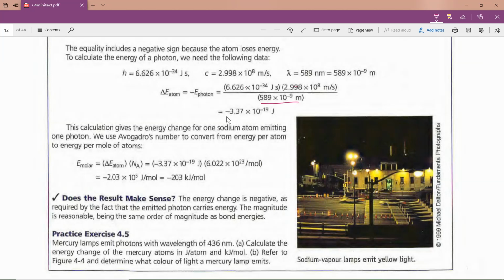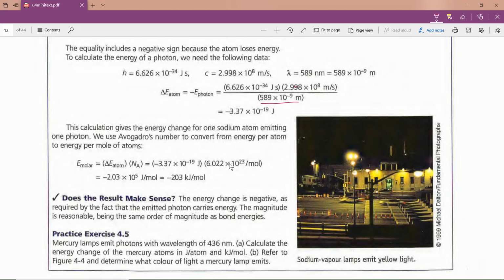So the atom has gotten more stable by spitting out photons, and those photons to our eyes look yellow in color. Okay, and that's one sodium atom emitting one photon. To get per mole of photons, you take that one value, 3.37 by 10 to the minus 19, and you multiply by Avogadro's number, 6.02 by 10 to the 23. And you get 203 kilojoules per mole, or 2.03 by 10 to the 5 joules per mole.